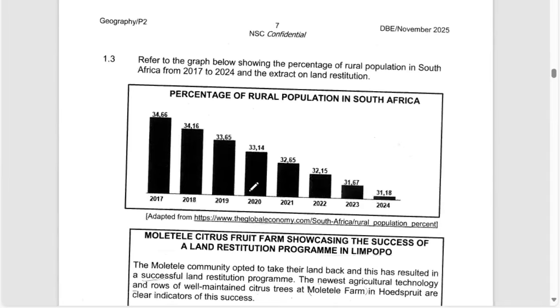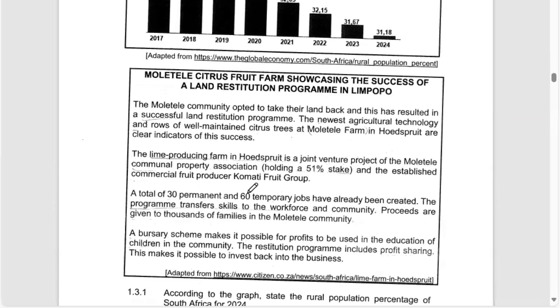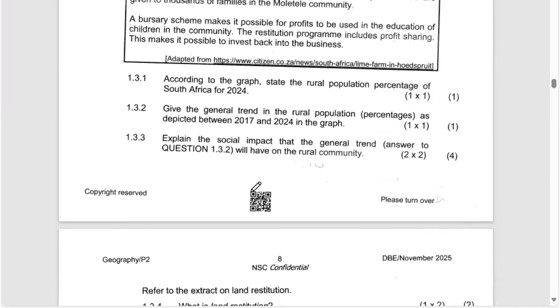Right, refer to the graph below showing the percentage of rural population in South Africa from 2017 to 2024 and the extract on land restitution. Right, what is it saying here? We're not going to go through the case. It says the Molotele Citrus Fruit Farm showcasing the success of a land restitution program in Limpopo. Right, that doesn't matter much. We want to go and answer the questions.